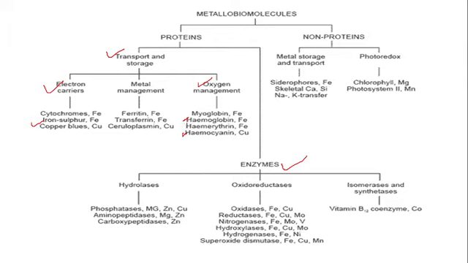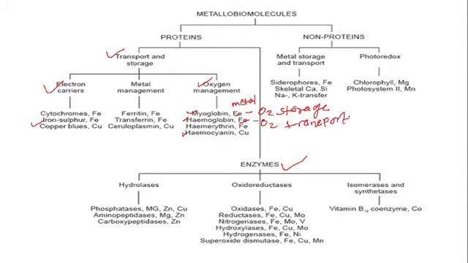Today we will discuss two biomolecules, that is myoglobin and hemoglobin. Both these biomolecules, hemoglobin and myoglobin, contain the metal Fe. But what is the difference? This myoglobin is the oxygen storage biomolecule, and this hemoglobin is the oxygen transport biomolecule.